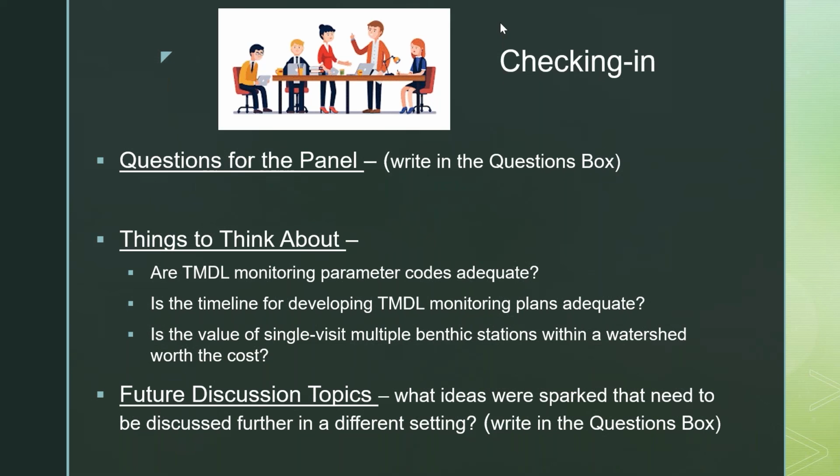Now, flow data is always helpful. If we have it available to use, that's great. I think it's more useful, though, in the TMDL modeling process than the actual benthic stressor analysis portion.